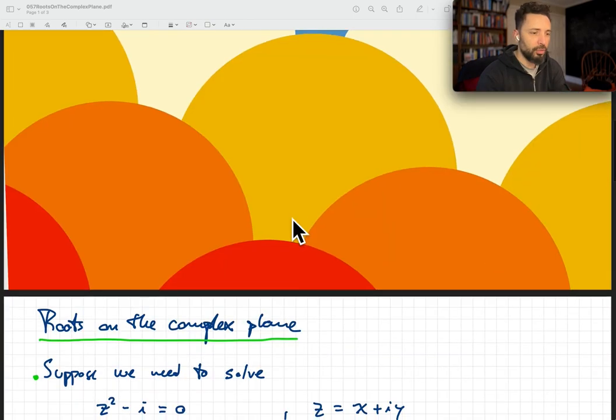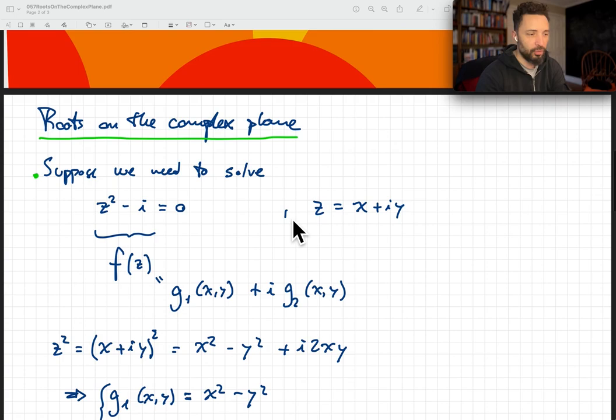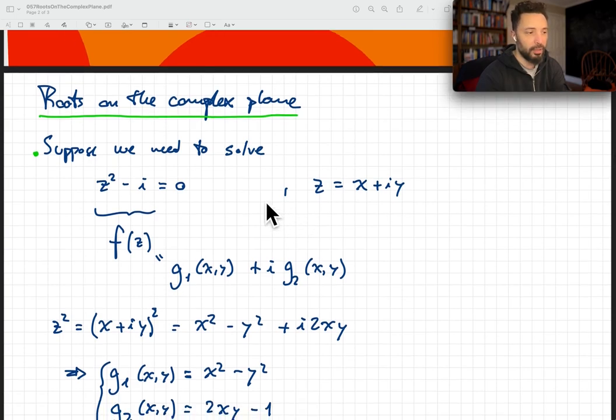And this is the continuation of our roots in 2D discussion, where now the 2D is going to be the complex plane. So suppose we want to solve for z in this equation: z squared minus i equal to 0.